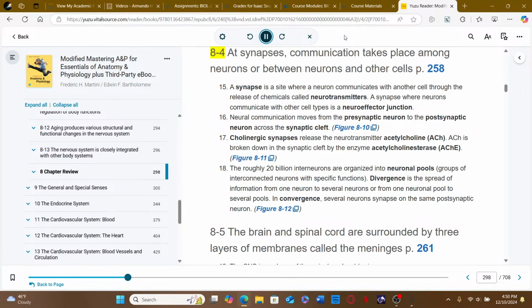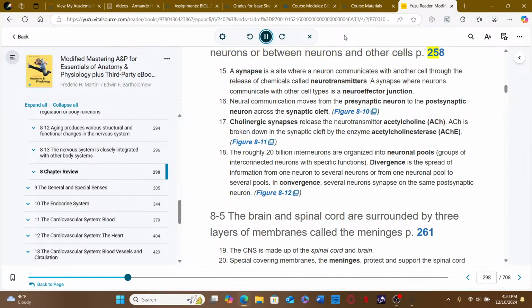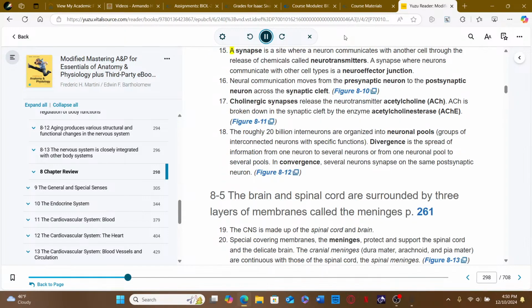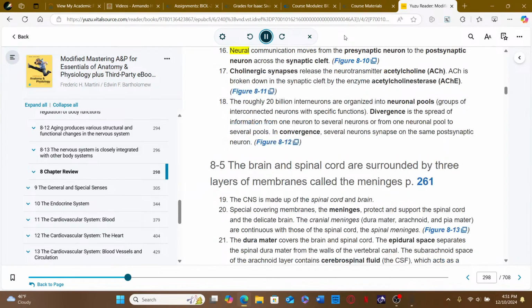Figure 8-9. 8-4: Communication takes place at synapses, among neurons or between neurons and other cells. Page 258. A synapse is a site where a neuron communicates with another cell through the release of chemicals called neurotransmitters. A synapse where neurons communicate with other cell types is a neuromuscular junction.